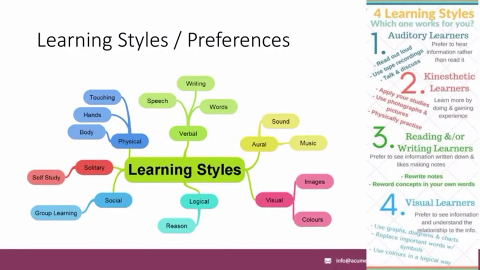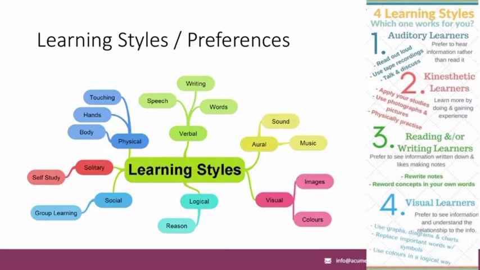So let's take a look at the learning styles and preferences, the different ways in which we all learn. It is not necessarily limited to one or two of them. It could be a combination of two, three, four, five of all what you're seeing. Let's take it one by one. I will explain. So when we talk about learning styles, let's talk about the verbal first.